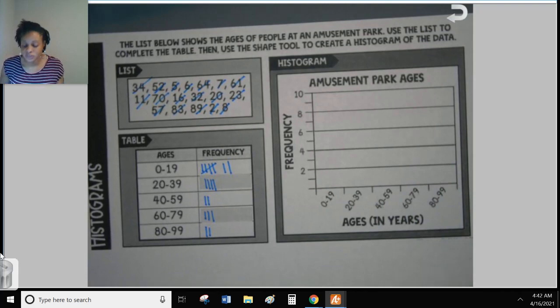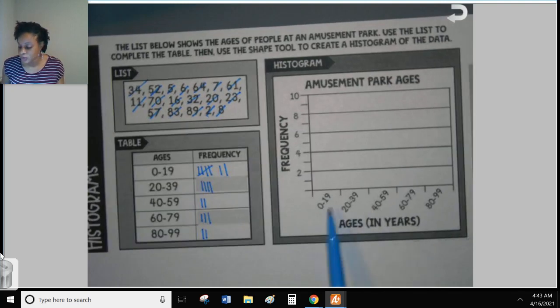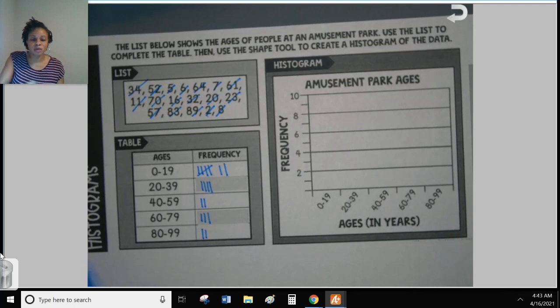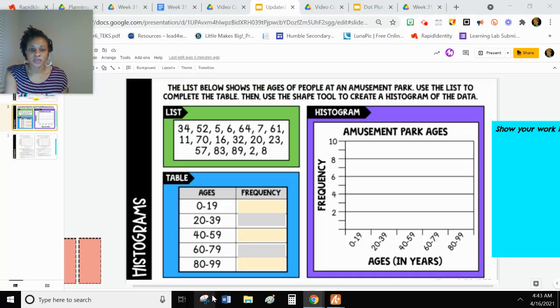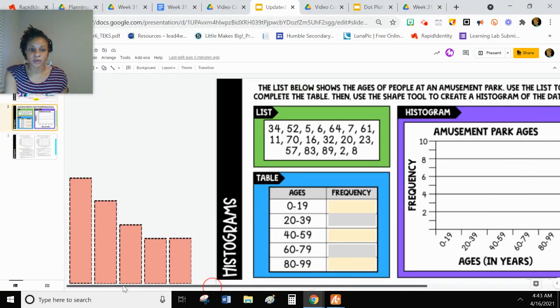So I've eliminated all my data and I've put it in the frequency table, and you can see we have ranges for the ages of 0 to 19, 20 to 39, 40 to 59, 60 to 79, 80 to 99. And as you look at the histogram here, you will see we have those same ranges, right? So now we're going to jump back to the notebook to put these where they go.